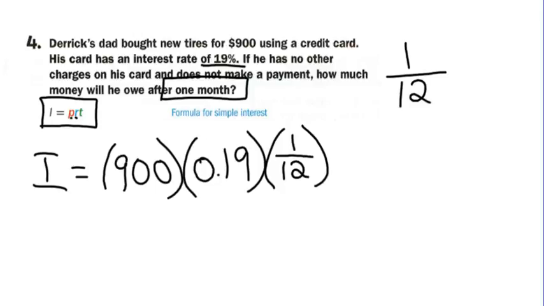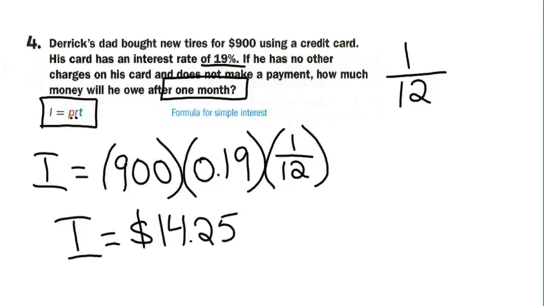I recommend you keep this as a fraction because 1/12 as a decimal is kind of ugly. All right, so if we multiply all these guys out, 900 times 0.19 times 1/12, we find that in 1 month he's going to have to pay $14.25 worth of interest.